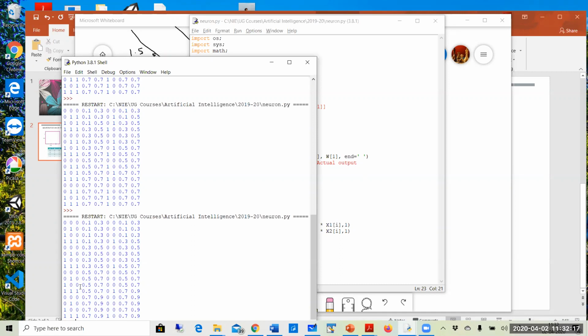So I think the third epoch is a good epoch. Why? Because this one is actually giving me all zeros. So by the first epoch, the second epoch, this one seems to be a good one actually. This is 0.7 and 0.9. At that point, it gives me a perfect match of the actual thing.